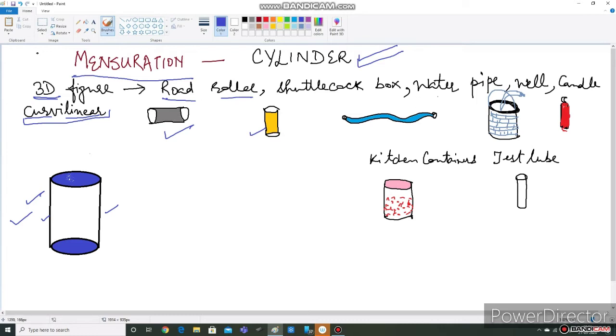Then there is a water pipe. Everybody has got the water pipe in homes. Okay, so a pipe used to carry water, used to deliver water to fill the tanks. So that is again a good example of a cylinder, right?